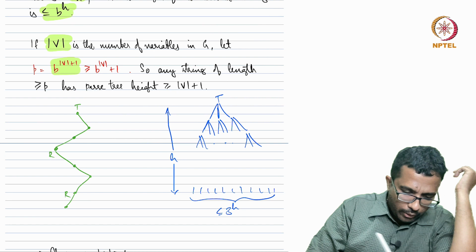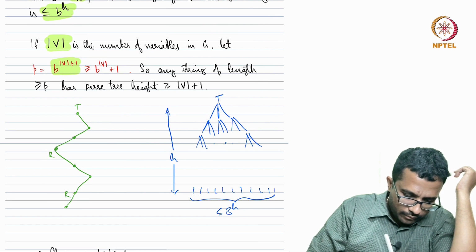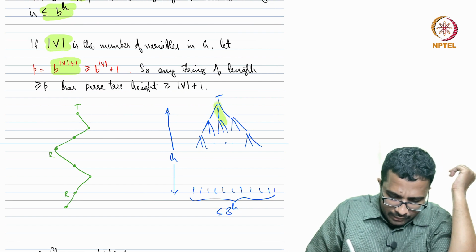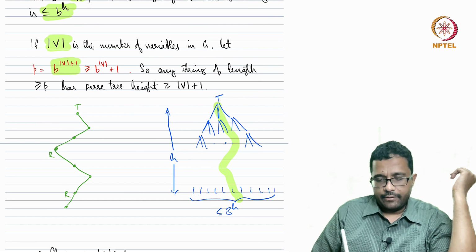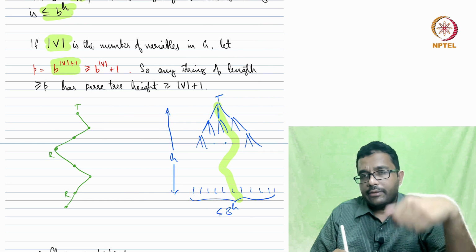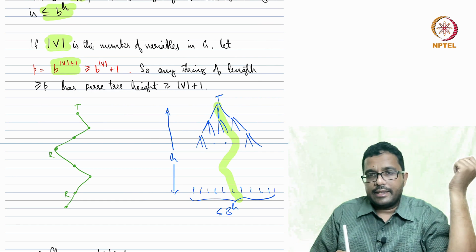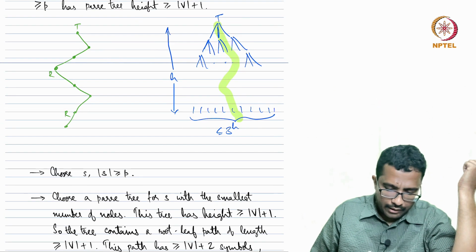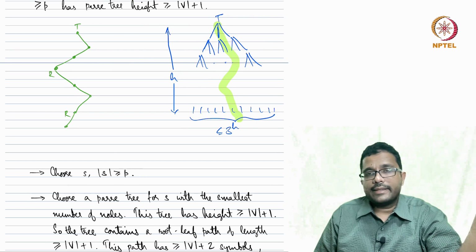By height of the tree, what I mean is that you look at the tree, there is some path of length v plus 1 from the root of the tree, which is the top, to the bottom of the tree, which is a leaf. So there is a path of length at least v plus 1. We know the height is at least v plus 1.